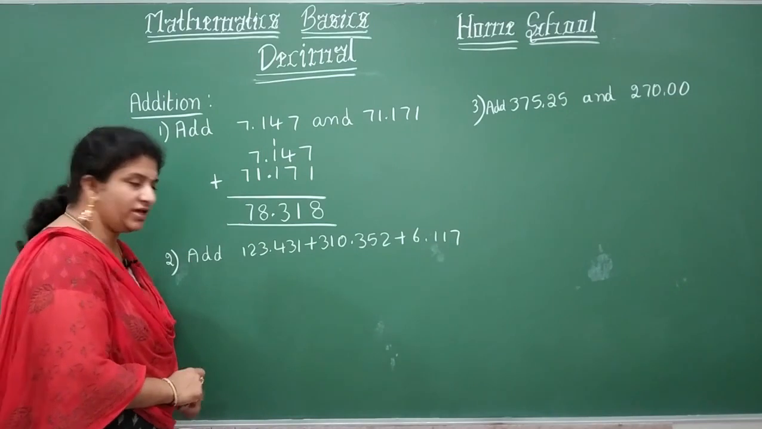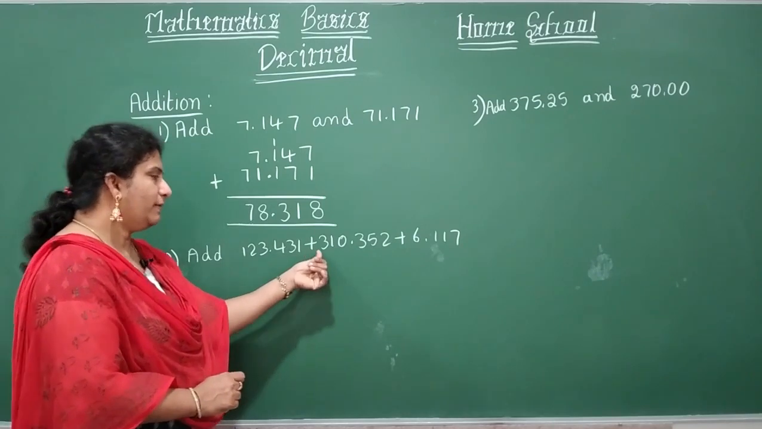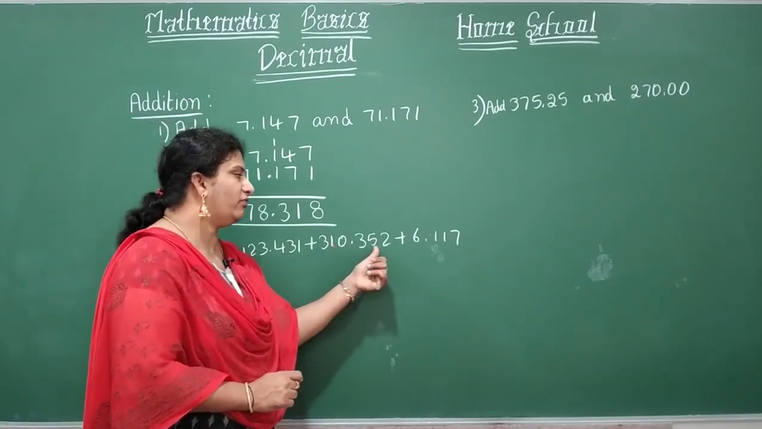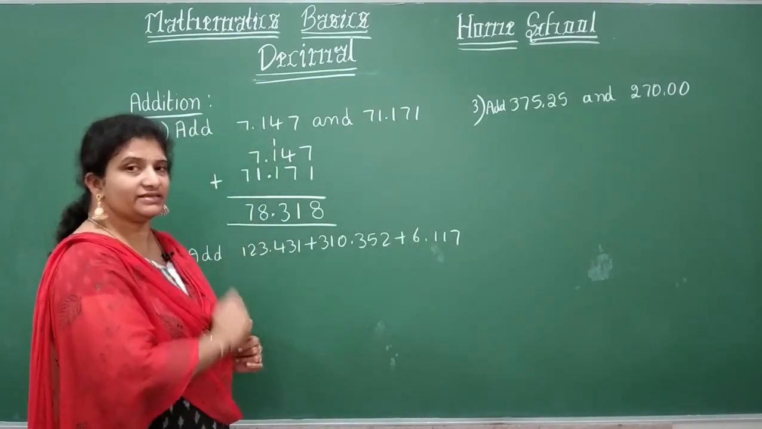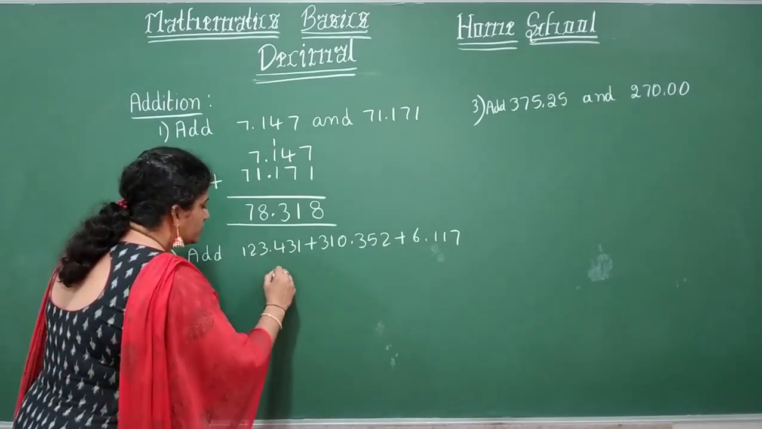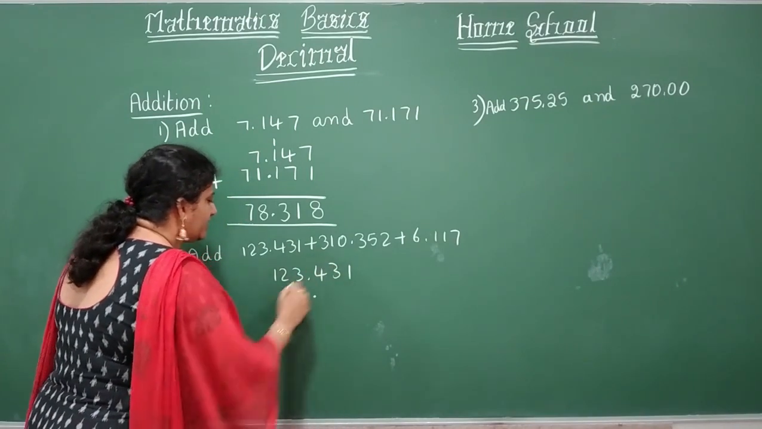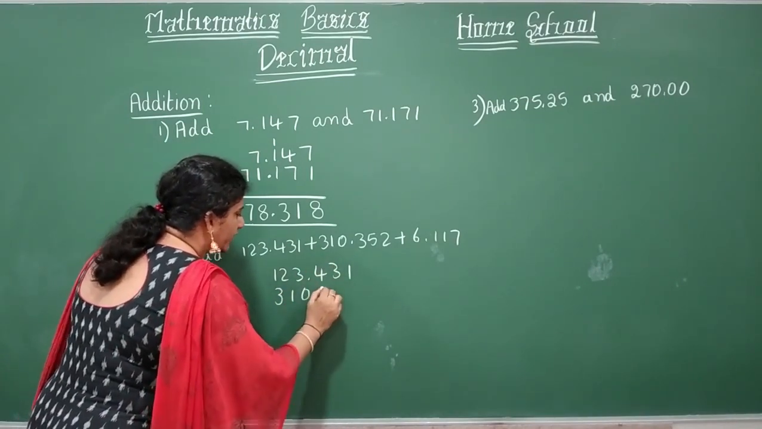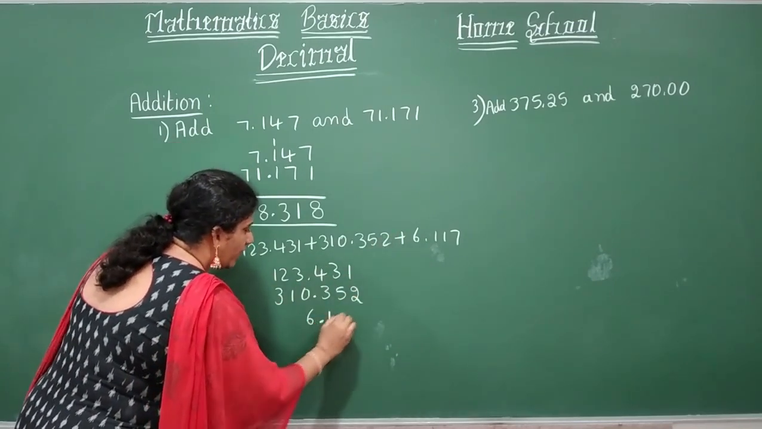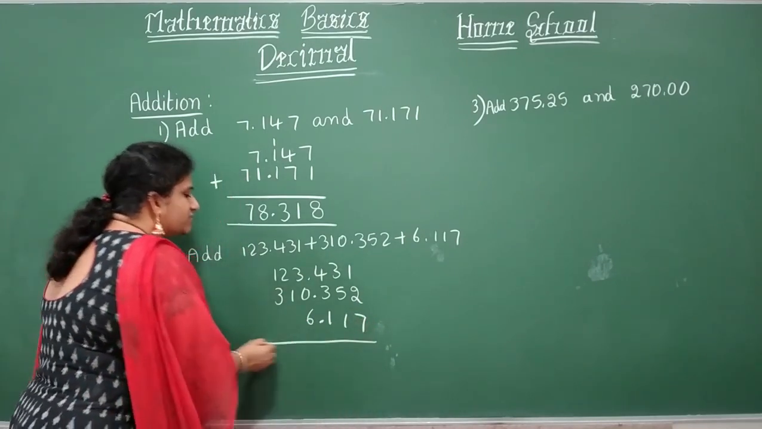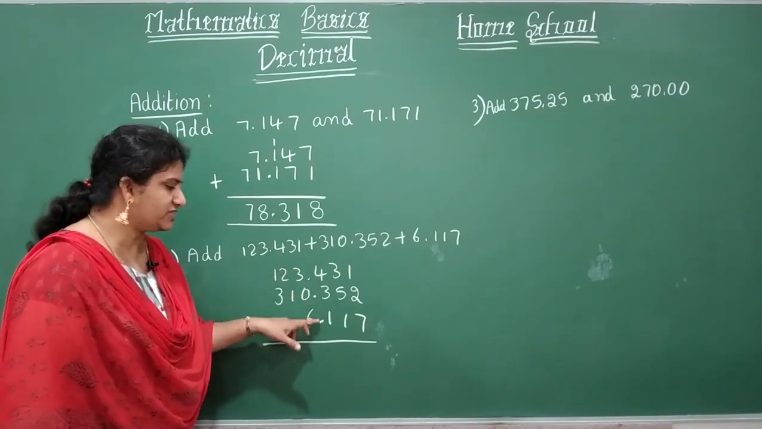Let's see the second problem here. Add 123.431 plus 310.352 plus 6.117. See here we have three decimal numbers. Same technique. So now arrange such that the decimal point should match the next number, 310.352 and the next 6.117. Look here, children, observe carefully below the decimal point. All three decimal numbers should be in this format.